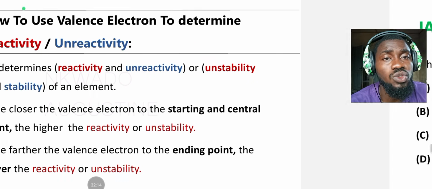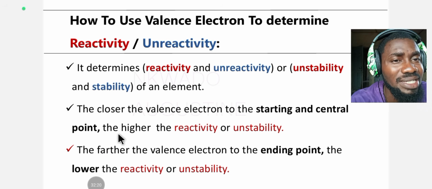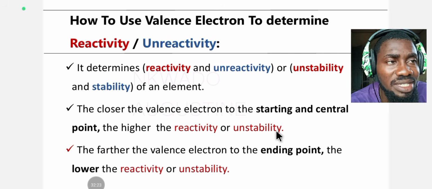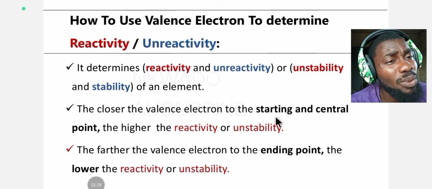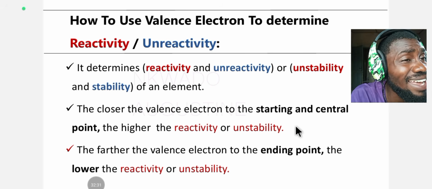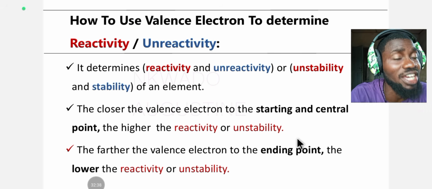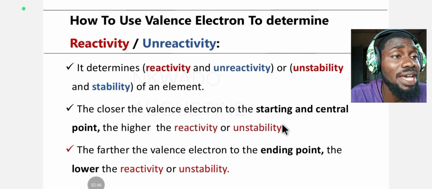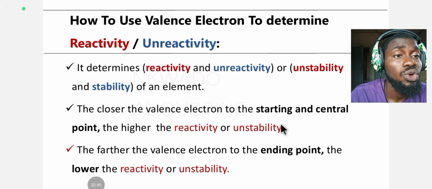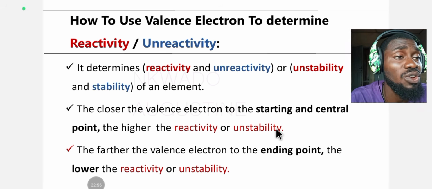Okay, so let's go back to the law. It says the closer the valence electron to the starting and central point, the higher the reactivity or stability of the element. So remember what the starting and central point is. The starting point is the first electron. The central point is the center electron of the electron capacity of the particular shell that the element's orbital diagram stops in. Like we said, all the elements ended in the second shell, so we are going to use the second shell as the base, which is 8.